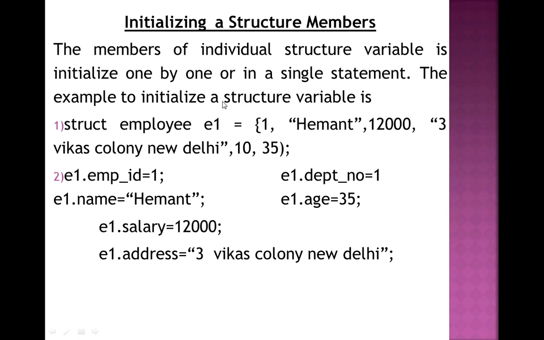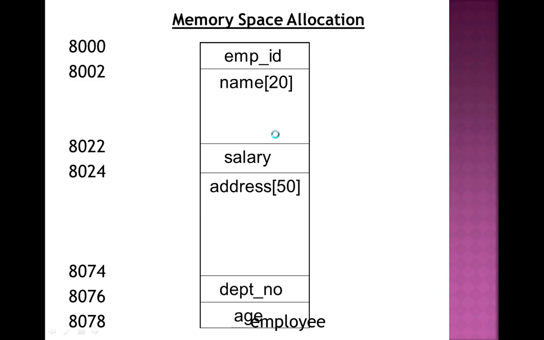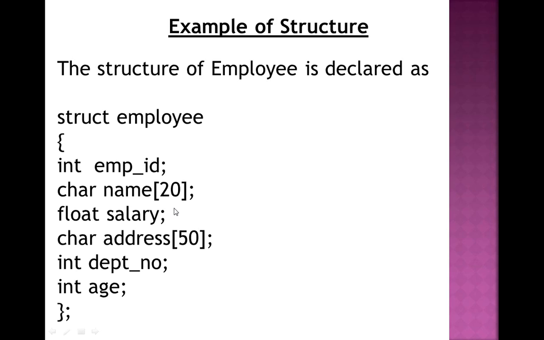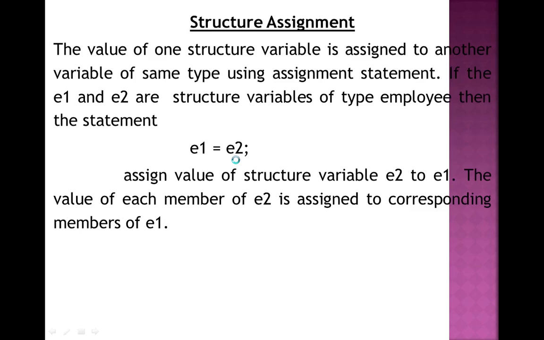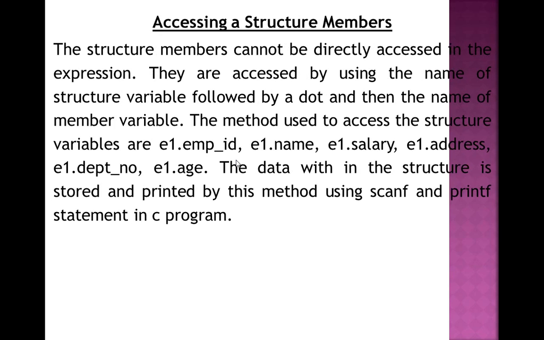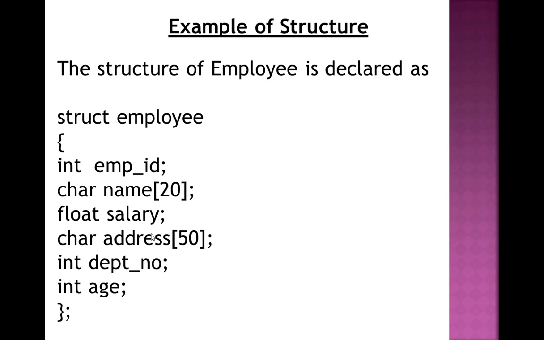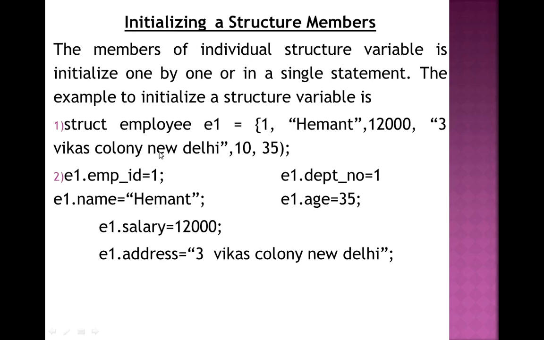The example to initialize a structure variable is struct employee E1. E1 is a variable that has a value 1. 1 is the employee ID, then name, then salary, then address. This is name, this is salary, this is address: 3 Vikas Colony, New Delhi. Then there is a department number and then there is an age. This is your department number 10 and age is 35.